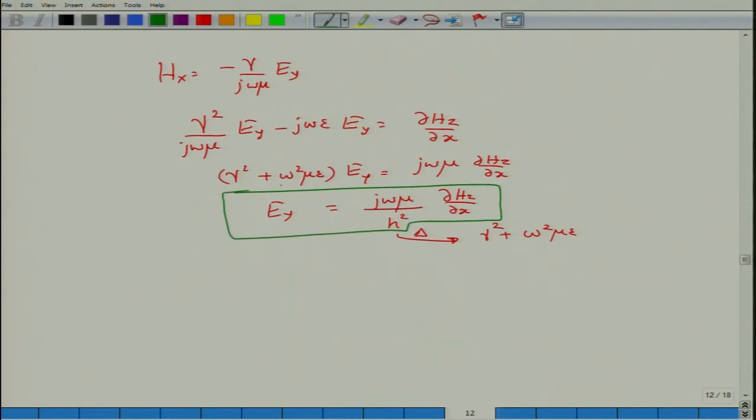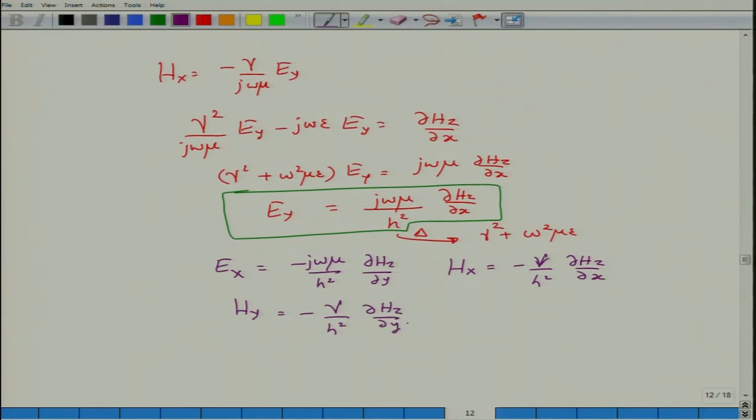So, how do I represent the transverse components in terms of the longitudinal components? I will leave these as exercises for you. You can show that Ex can be written as minus j omega mu by h square del Hz by del y. Please note that electric field Ey will have del Hz by del x, electric field Ex will have del Hz by del y. Similarly, Hx will be equal to minus gamma by h square del Hz by del x, and then finally you have Hy equal to minus gamma by h square del Hz by del y. So I will leave this as exercises for you to show that. Again, you just have to combine a few equations and you will be able to find this out.